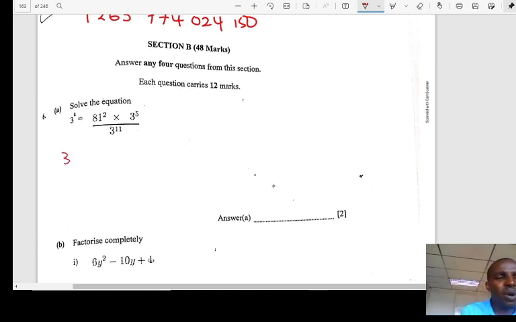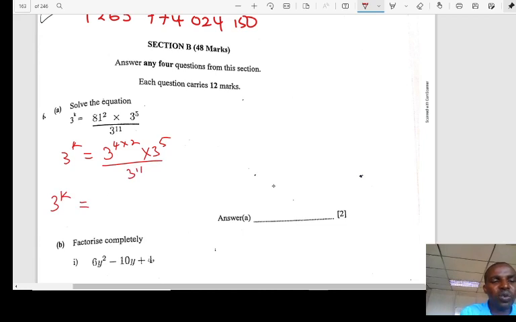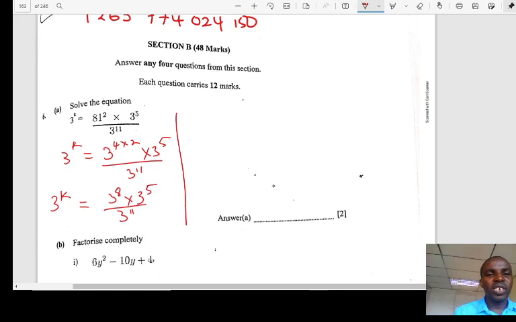These are equations involving powers or indices. So you write 3 to the power k is equals to, first you simplify the numerator there, you express in powers of 3. 81 is 3 to the power 4. Then times 2, that was already there. Then 3 to the power 5, then 3 to the power 11. Then you write 3 to the power k is equals to, 3 to the power 4 times 2 is 3 to the power 8. You simplify that part, times 3 to the power 5 over 3 to the power 11. Then further, you write 3 to the power k. So just leave 3 to the power k like that.